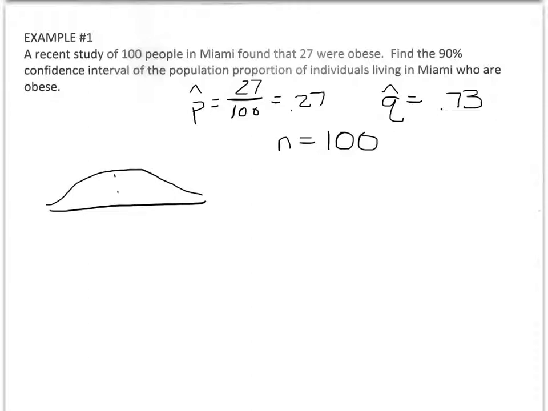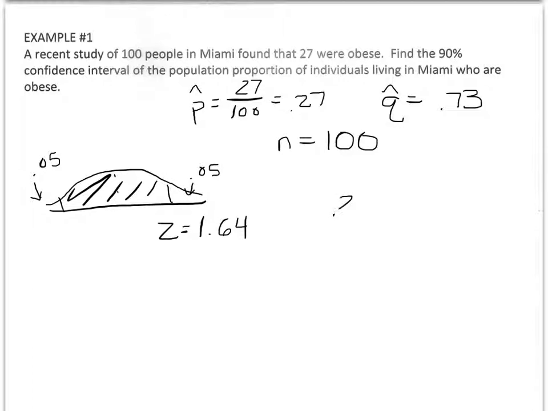Now with proportions, we're going to go back to our standard normal curve. We're looking for the middle 90%. So we're going to cut 5% off this side and 5% off this side. We want the middle. That's going to give me a z-score of 1.64. Just use inverse norm in your calculator to get that if you forgot.